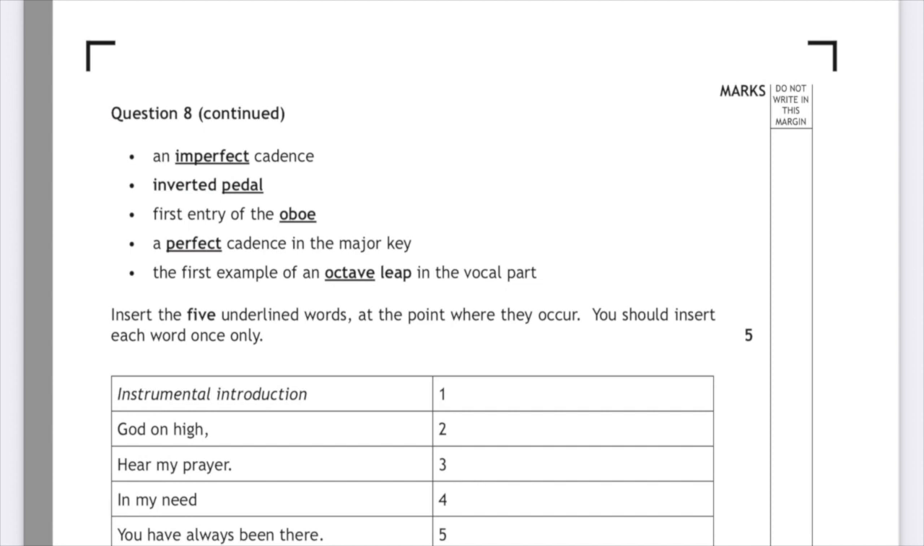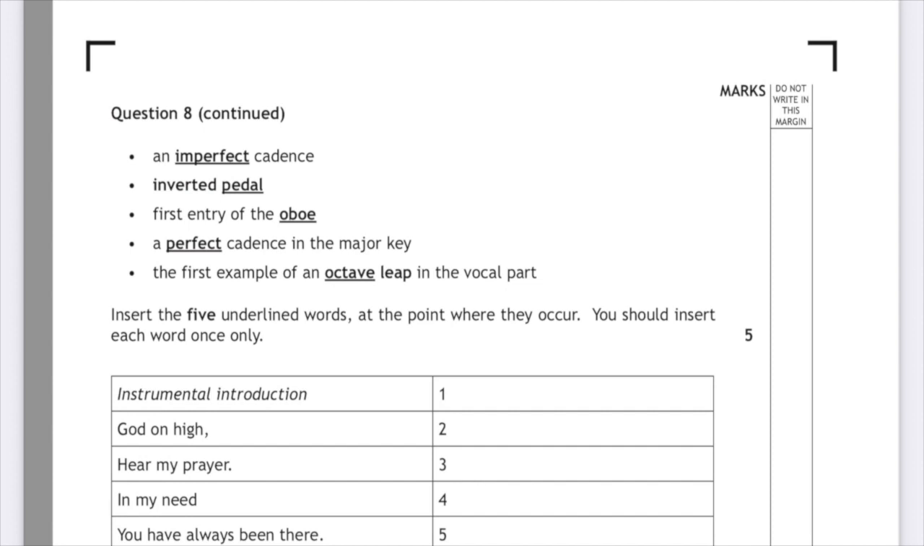You can normally rely on this question for giving you a good tune, or in my perfect world, hopefully something from a musical. This time you have got a piece from Les Mis and you're being asked to find the concepts at the top. An imperfect cadence, an inverted pedal, the first entry of an oboe, a perfect cadence in the major key, and the first example of an octave leap in the vocal part. You just need to simplify these. Sometimes that can seem more scary than it is.